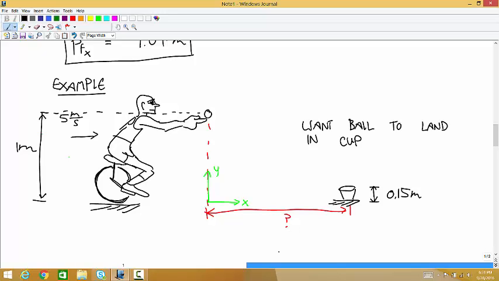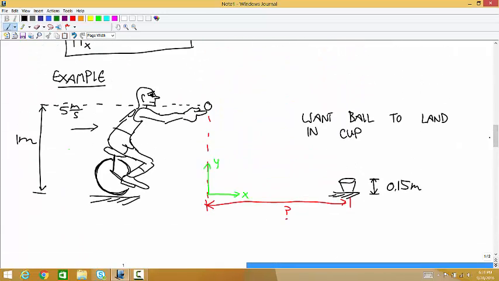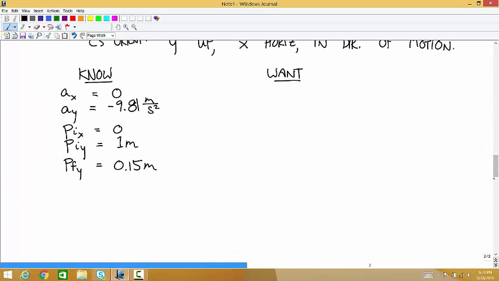Can you say the question one more time? What we're trying to figure out is, when he releases the ball, how far away does the cup have to be horizontally so that the ball lands right in the cup? That's what we're looking for, PFX.